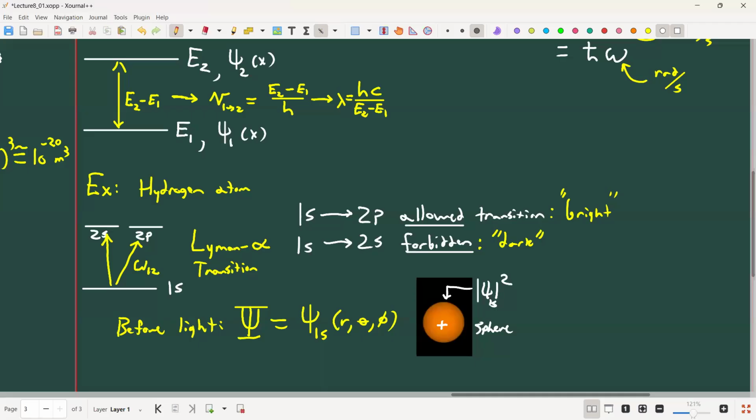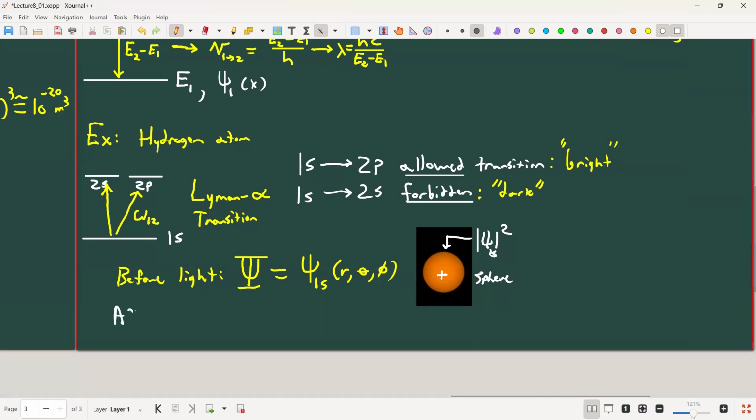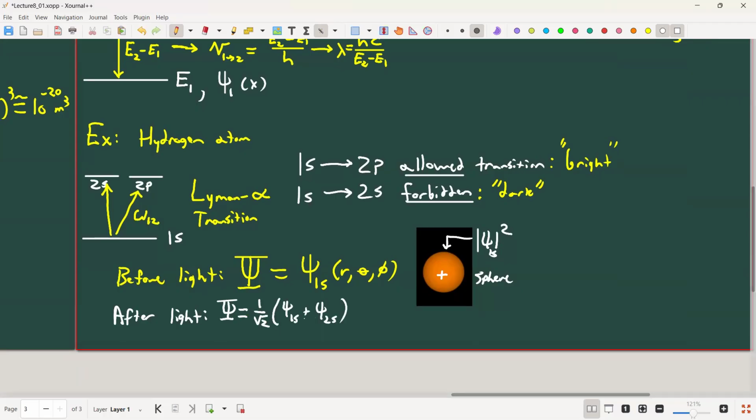And then let's look at after light. We have two choices. We either are interacting between the 1s and the 2s, so we could have 1 over the square root of 2 of psi 1s plus psi 2s, let's say plus or minus, could be either one. Or we can have a superposition of the s and the p. So after we interact with light at omega 1,2, we set the light to the right frequency, we're either going to be in a superposition of 1s and 2s or 1s and 2p. Okay, so let's visualize what those look like. We're going to look at the 2s and the 2p orbitals, and then start to think about how they combine together.